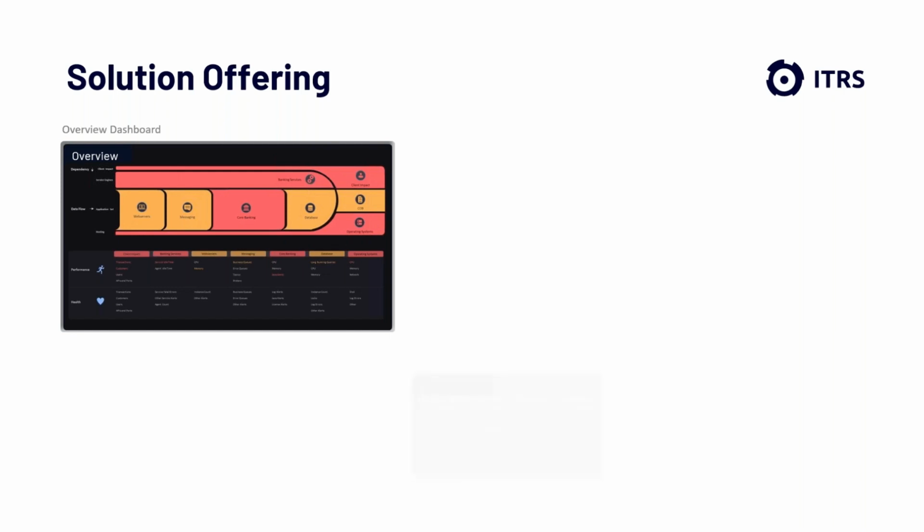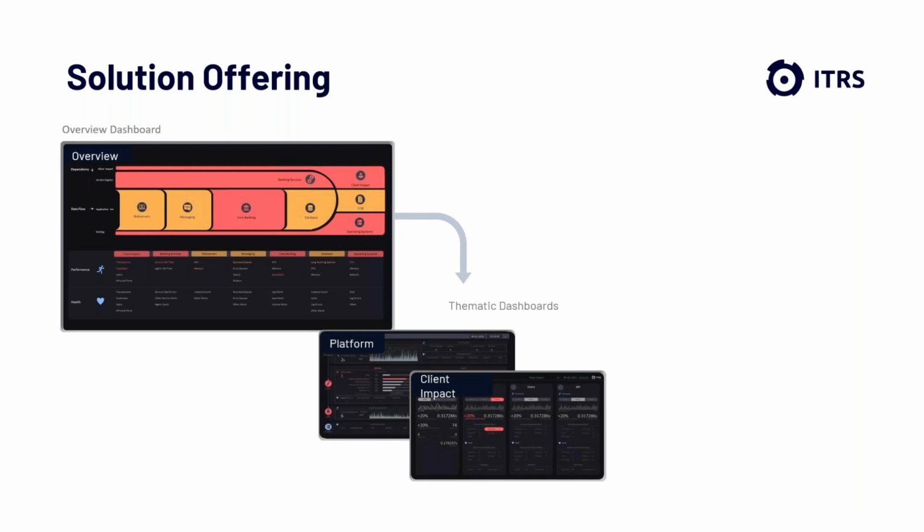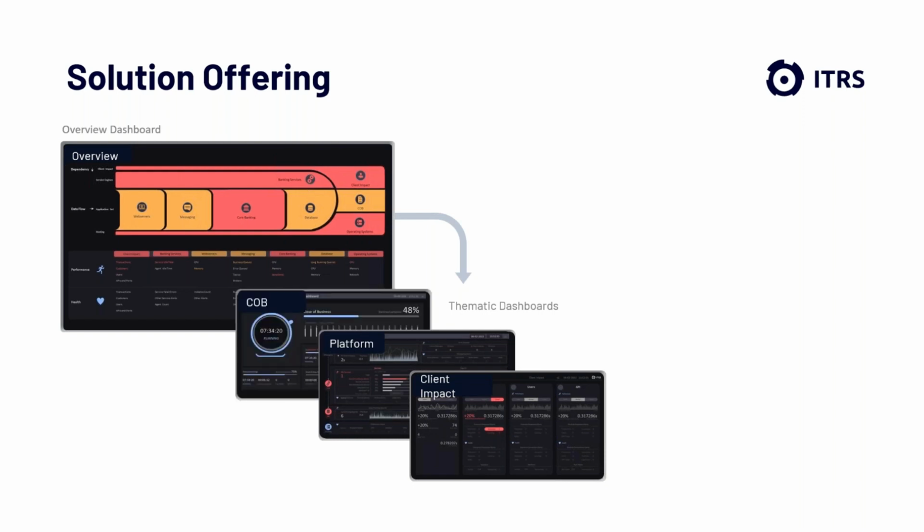single pane of view. Below that, we have thematic dashboards. You've got one that's dedicated to client impact. And if you've got client impact issues, what's the problem? Go and have a look at your platform, so there's a dedicated platform dashboard. And then there's also a dedicated close of business or end of day dashboard as well. Different core banking platforms call them different things, or they can even be intraday, but the problem statement's the same.